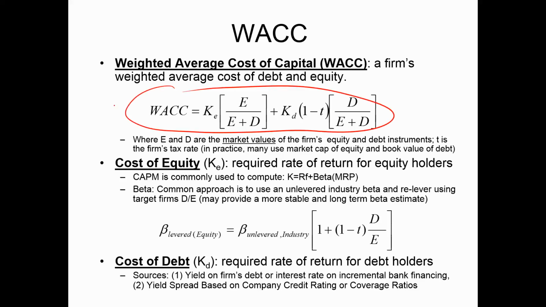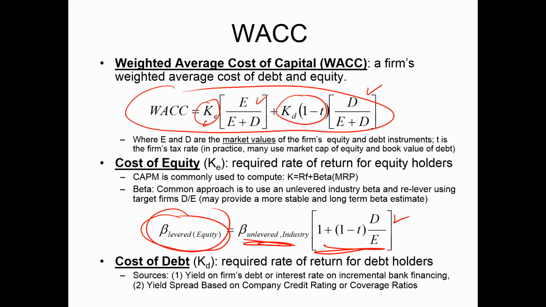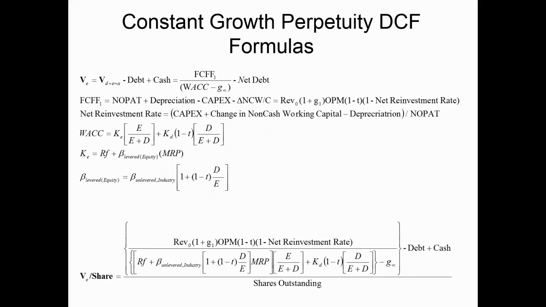Here's our WACC formula. In our WACC formula, we take our CAPM cost of equity times the percentage of equity, plus after-tax cost of debt times the percentage of debt. Now, to get CAPM cost of equity, I'm going to need a risk-free rate plus beta times market risk premium. The method I'm going to use is to find an unlevered beta for the industry, lever it up by the after-tax debt to equity of the firm, and then use that in my CAPM formula. So these are all the formulas I'm going to use in my spreadsheet.